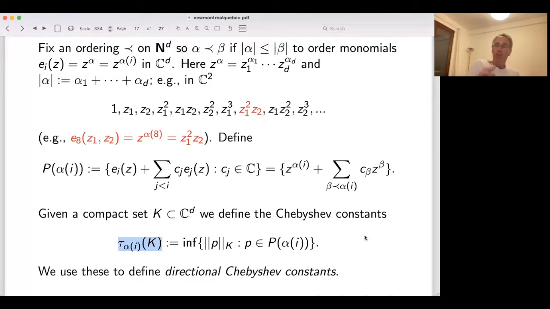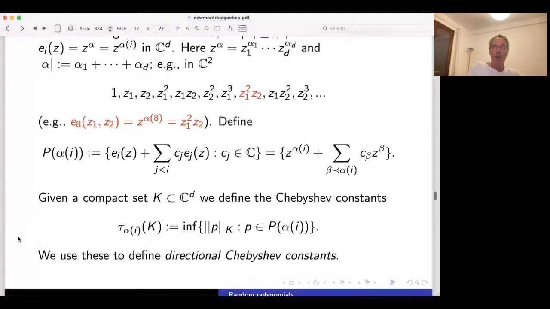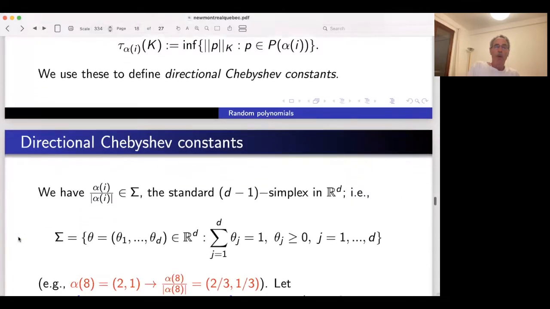Okay, so again, these classes are analogs of monic classes, monomial plus now linear combinations of previous guys, just in higher dimensions. And given a compact set, I get one number for each monomial, for each class. I'm going to do something with all of these Chebyshev constants. I'm going to form new Chebyshev constants called directional Chebyshev constants. So what do I do here?